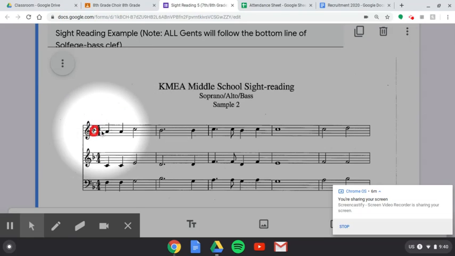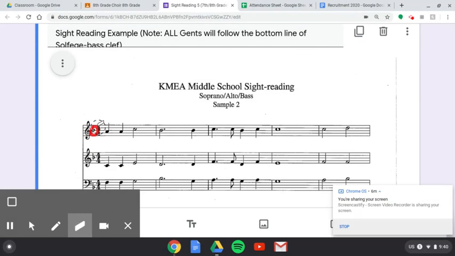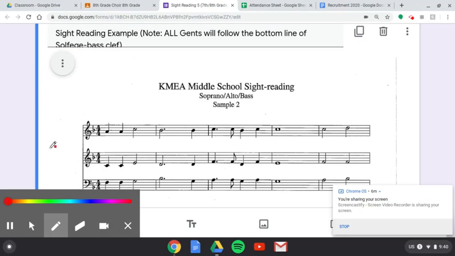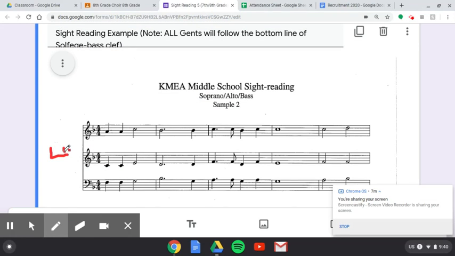Because remember, everything is in relation to this time signature. We have 4 beats. That top number tells us how many beats are in the measure. The bottom number tells us what kind of note gets the beat. Remember, we could take that 4 out. Let's see if I can do it. It's big enough. I won't mess it up.